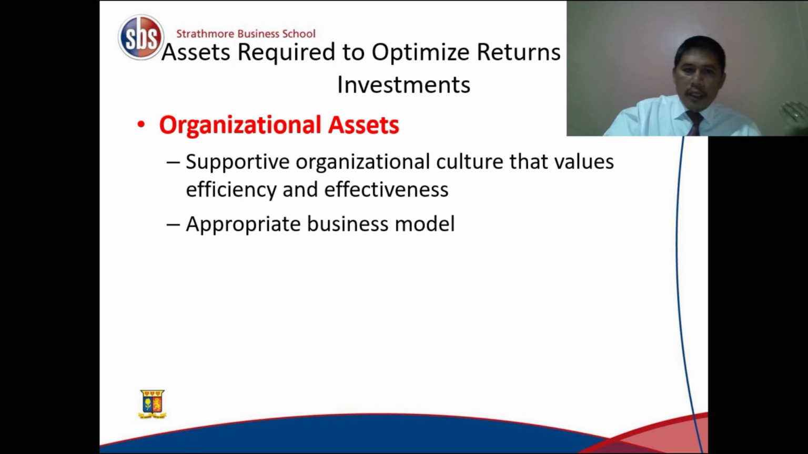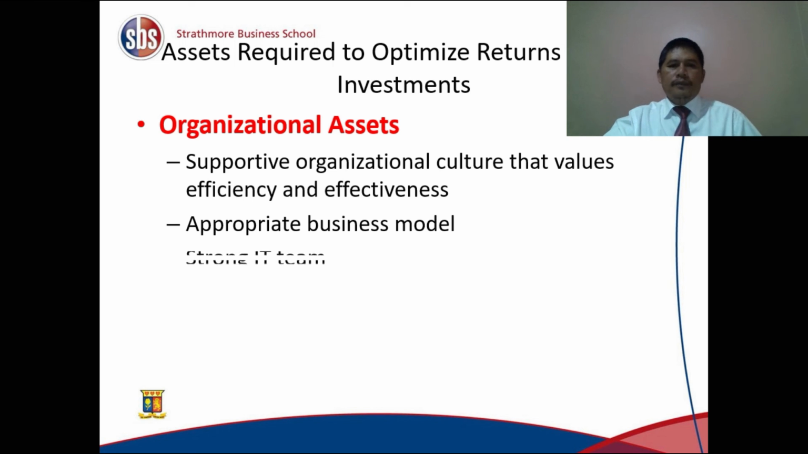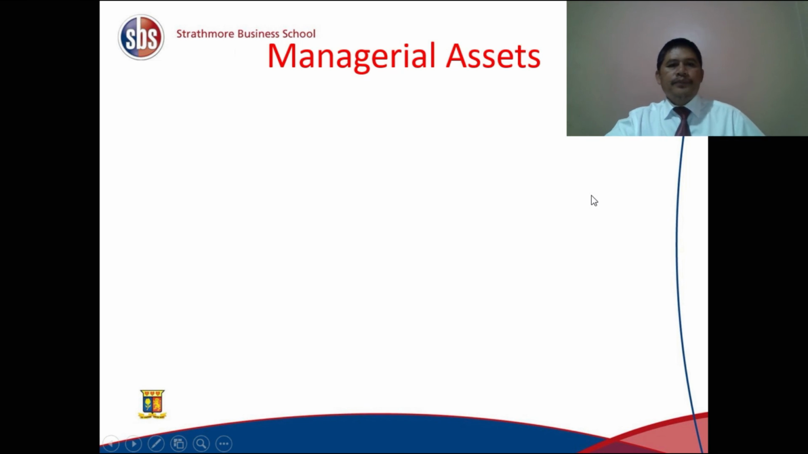Number two, as we have already learned in the past, an appropriate business model. A business model includes what? A very good value proposition, a very good profit formula, the resources, and of course, efficient processes. And lastly, we need to have a strong IT team. Why? Because IT does break down, and if IT breaks down, people are unable to maximize the utilization of IT. Therefore, we must have a strong IT team to be able to support our user community.